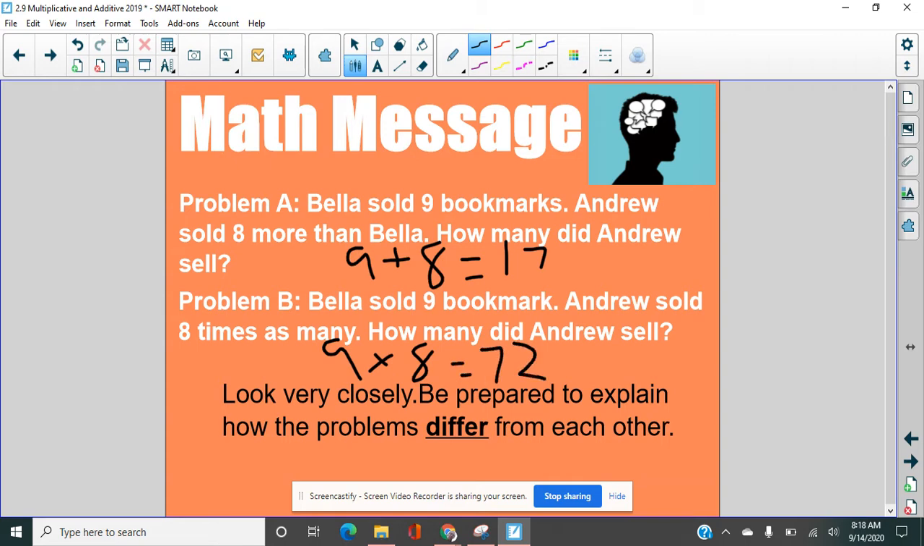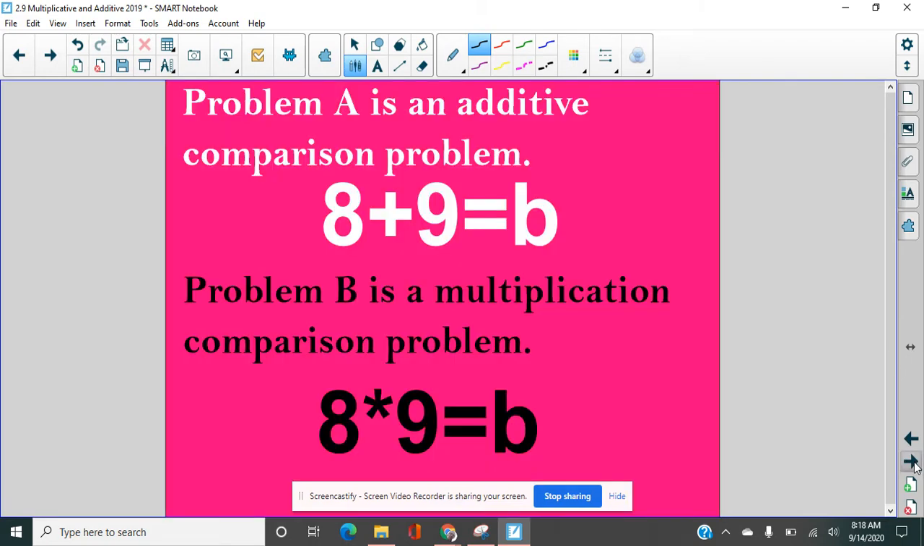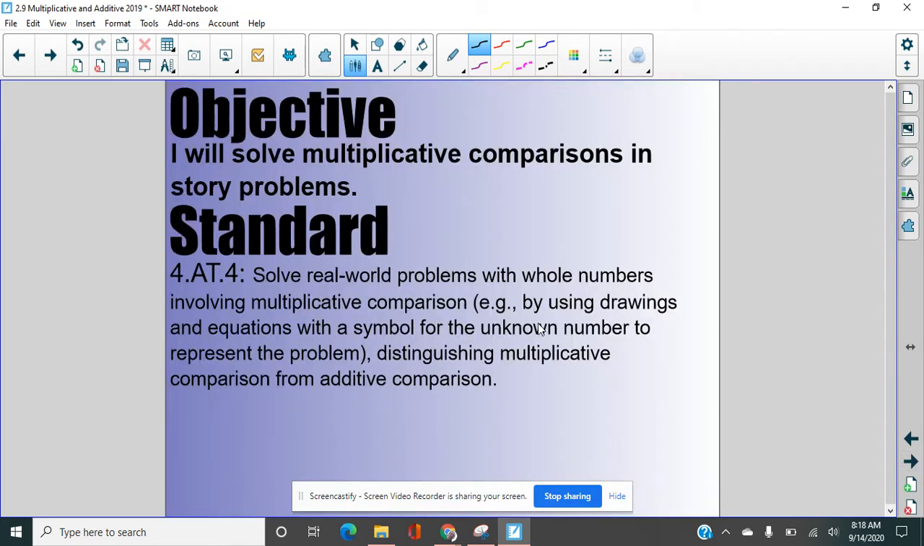Sometimes we have comparisons that are additive comparisons, and you've seen those for a long time, right? But we will need to be able to distinguish when we need to multiply or when we need to add. And so you can see, these are called additive comparisons. Problem B is a multiplicative comparison, which is exactly something that we have to do here in our standard. You can see distinguishing, that means figuring out how they're different, multiplicative comparisons from additive comparisons.